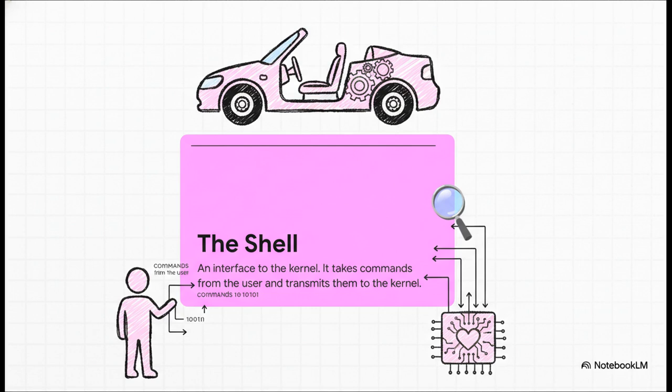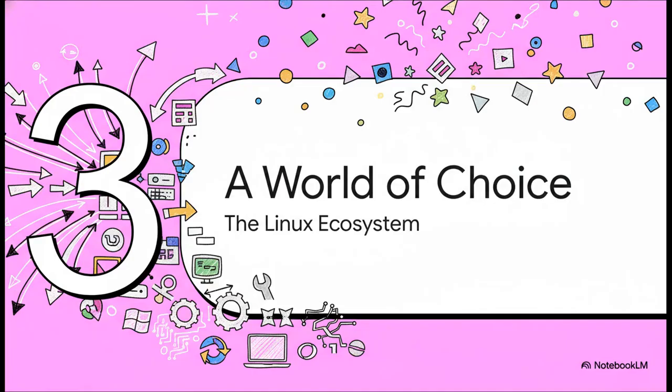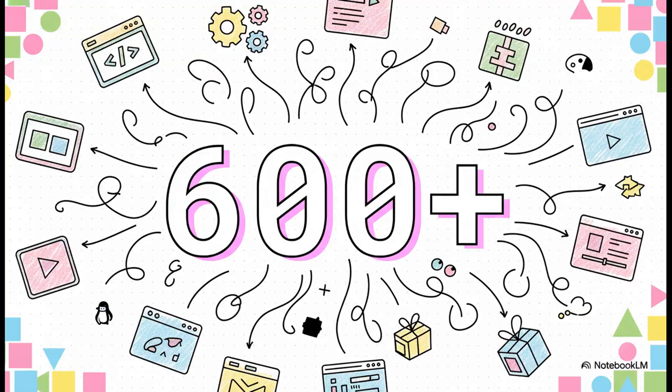It's how you talk to the very heart of the machine. And this whole setup, this brilliant layered architecture, is what unlocks the single most powerful, most defining feature of the entire Linux world, and that is incredible, unbelievable choice. 600. Over 600. So what is that?